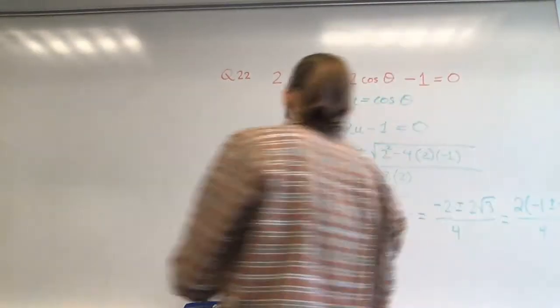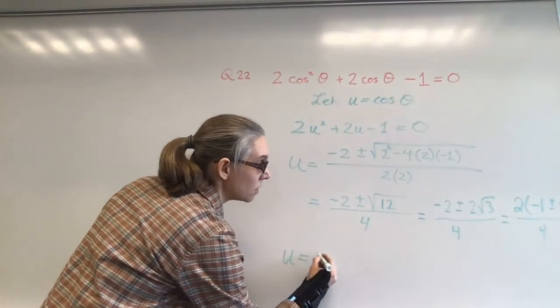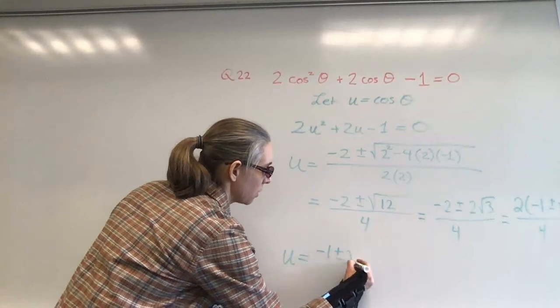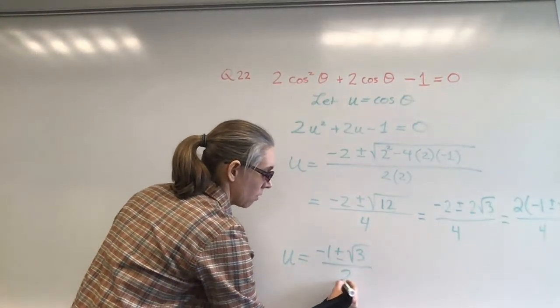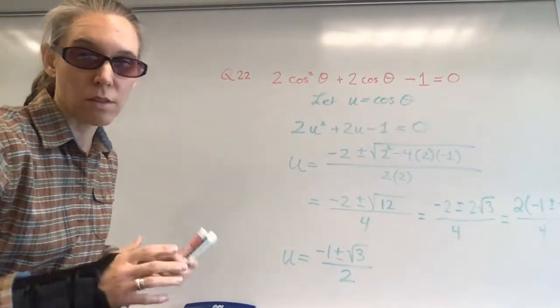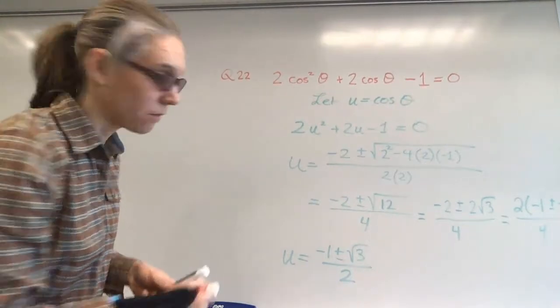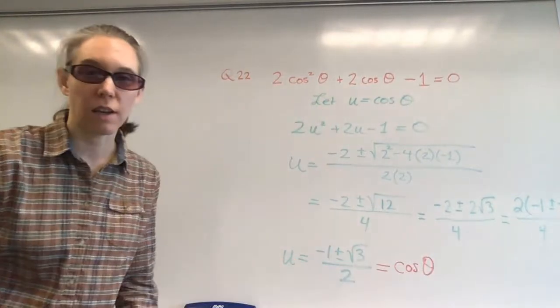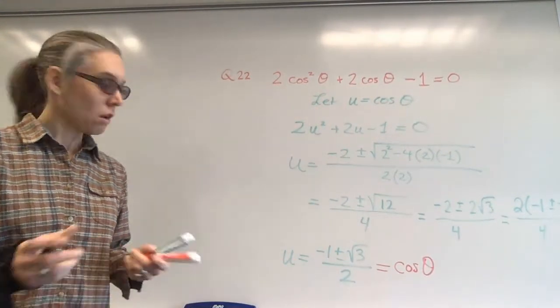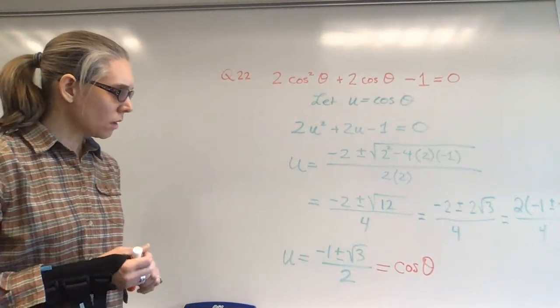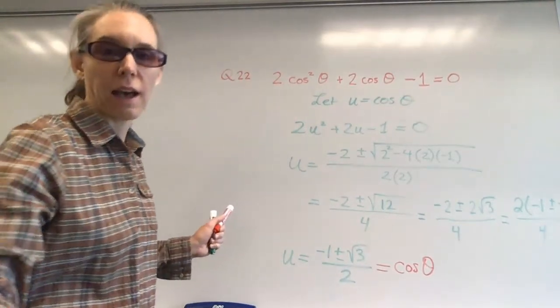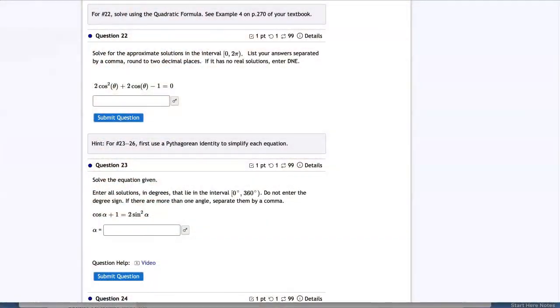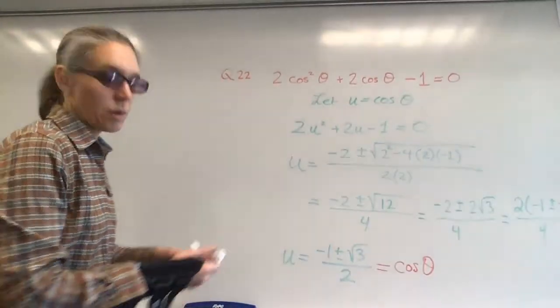And we write our final answer here for u is equal to negative 1 plus or minus root 3 over 2. Okay, so then, of course, u is really cosine of theta. So cosine of theta is equal to that value. All right, so then what you're going to want to do is ask the original problem, radians or degrees? Radians, and 0 to 2 pi radians. Okay, good to know. So we would want to draw a circle.